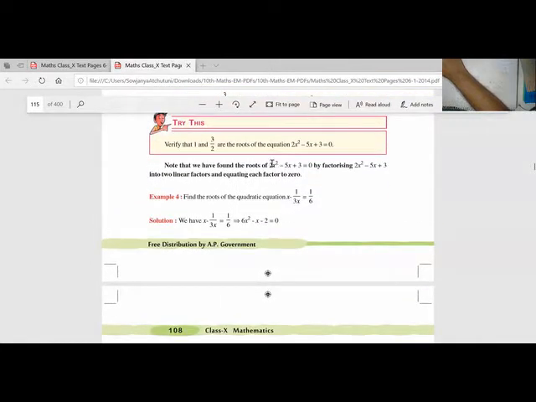Now let us say this is the problem: 2x square minus 5x plus 3 is 0. We want to find out the factors of this, by the factorizing method.